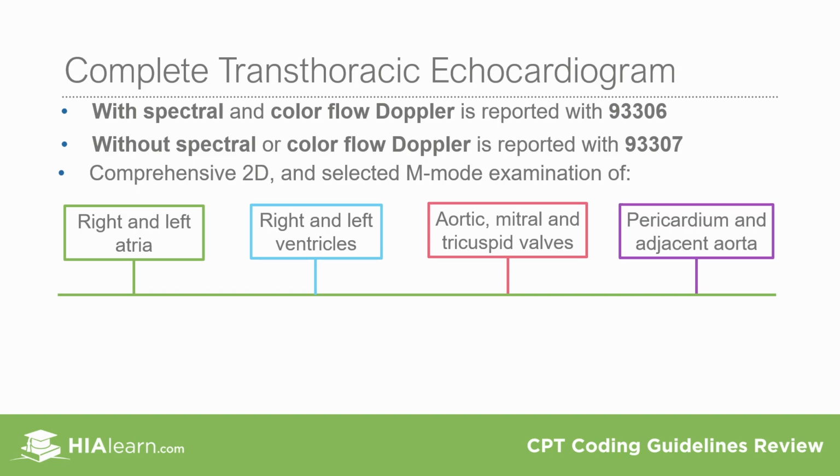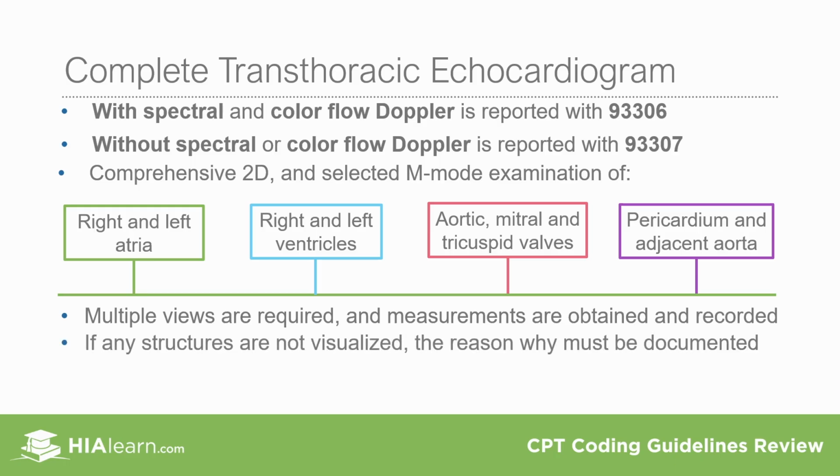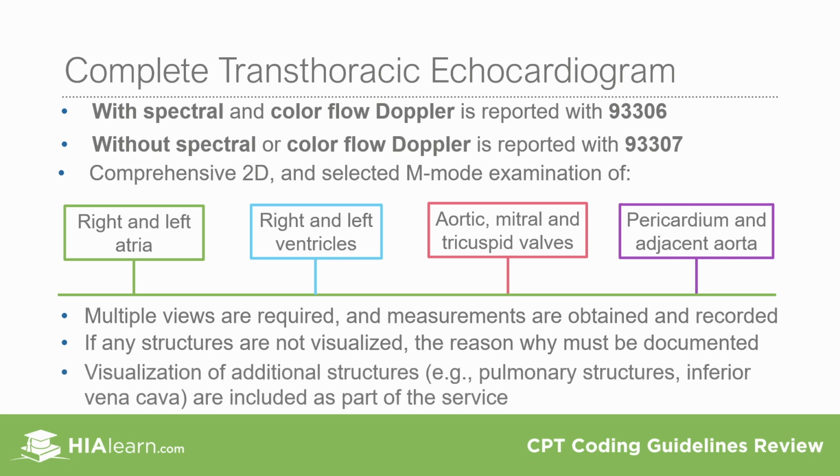M-mode imaging is one-dimensional imaging used for very fine measurements by focusing on only one line of the 2D image. Multiple views are required to obtain a complete functional and anatomic evaluation. From these views, measurements are obtained and recorded. Even with significant effort, some structures may not be able to be visualized. When this is the case, the reason why an element was not visualized must be documented. Visualization of additional structures, such as the pulmonary vein, artery, or valve, or the vena cava, are included and not separately reportable.